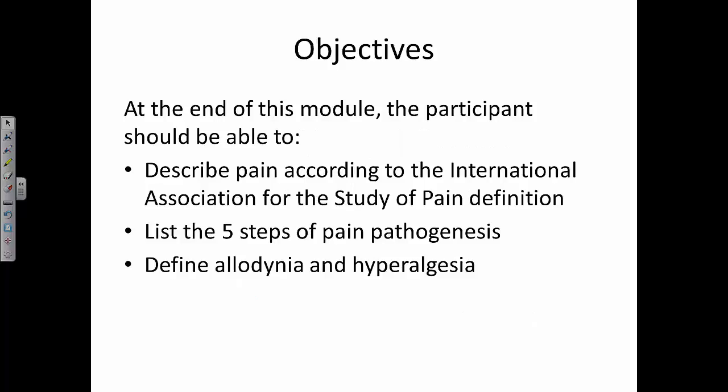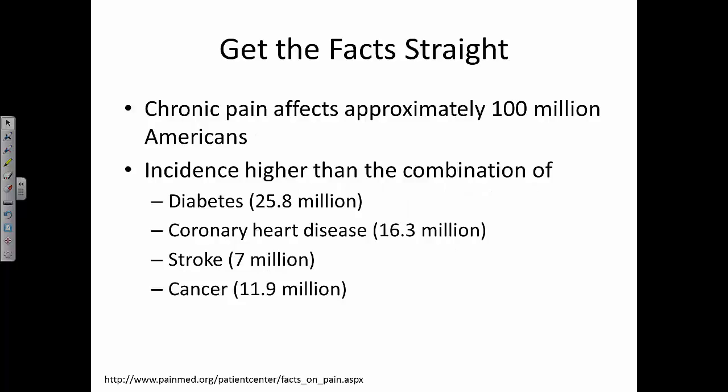By the end of this module, the hope is that you'll be able to describe pain according to the International Association for the Study of Pain definition. That sounds very official. List the 5 steps of pain pathogenesis and define allodynia and hyperalgesia. So let's get some facts about pain.